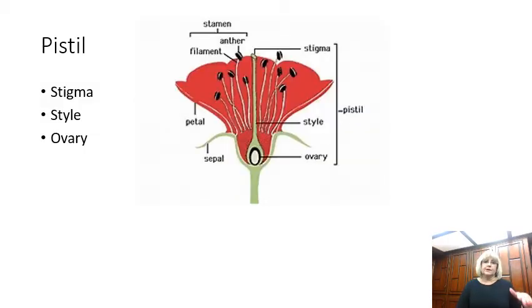Okay, so a pistil consists of the stigma, style, and ovary. So this is, once again, the female part. We're just looking at the overall flower compared to the last slide. The ovary may be superior or inferior, and it contains one or more ovules. So the pistil is talking about the stigma, style, and ovary, all of those parts together right there in the middle.